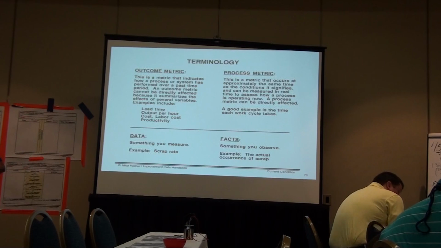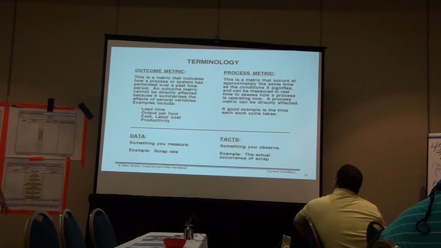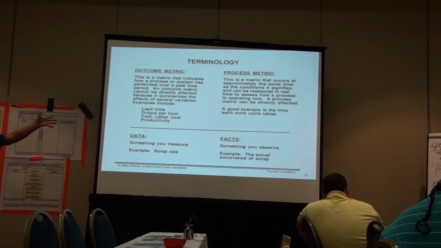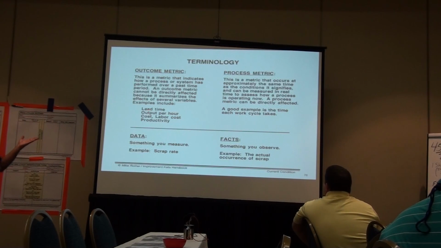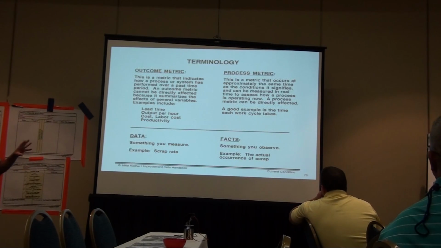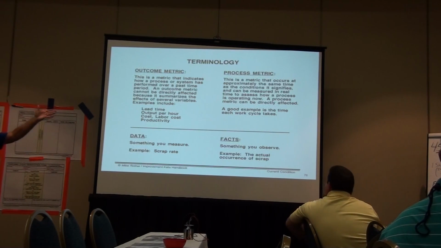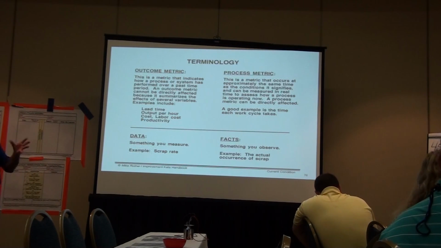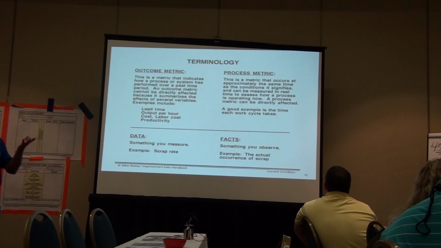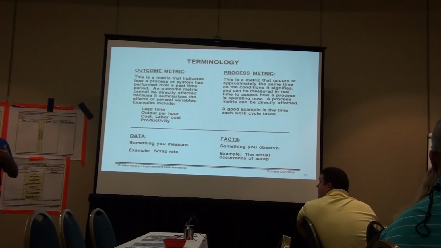A little thing about terminology: we look at process metrics versus outcome metrics. Outcome metrics indicate how the process or the system is performing over a period of time. It has to do with things like lead time, output per hour, cost, labor, productivity. This is data driven, something we measure. Again, it might be a scrap rate. Over here, the process metric occurs at approximately the same time as the condition it signifies. A good example is the work that each cycle takes. So again, data versus facts, something you observe. An example might be the actual occurrence of scrap.